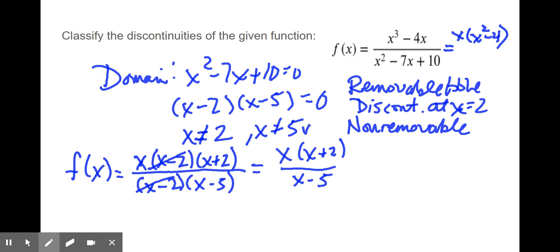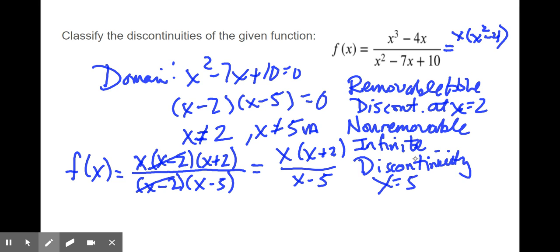This is a vertical asymptote here. So this is a non-removable infinite discontinuity at x equals 5. So there are two discontinuities here. At x equals 2, it's removable. There's a hole. At x equals 5, it's a non-removable infinite discontinuity or non-removable vertical asymptote.